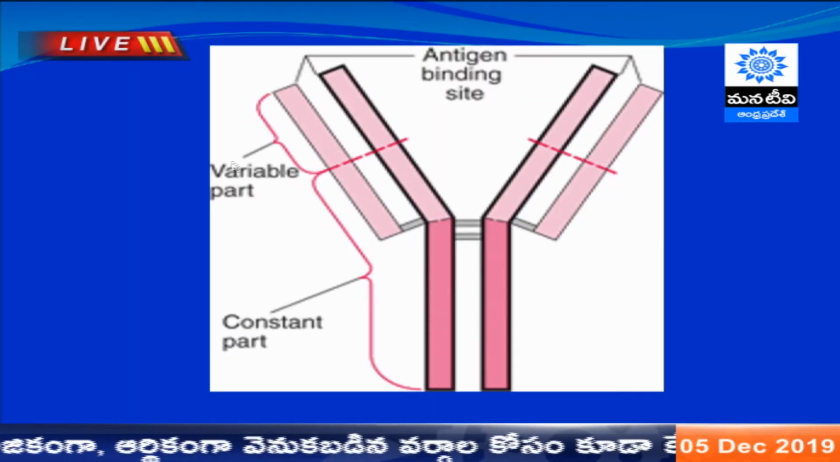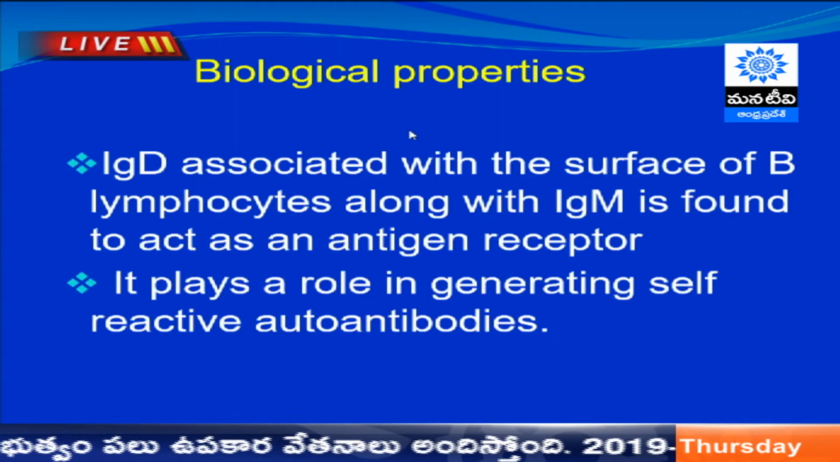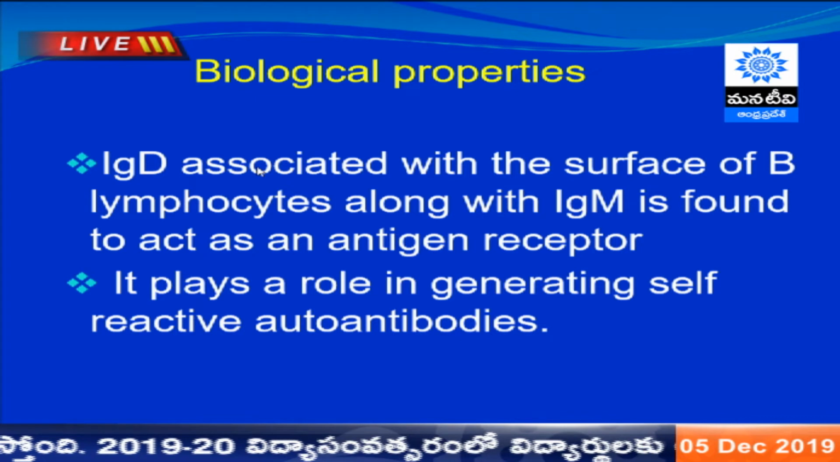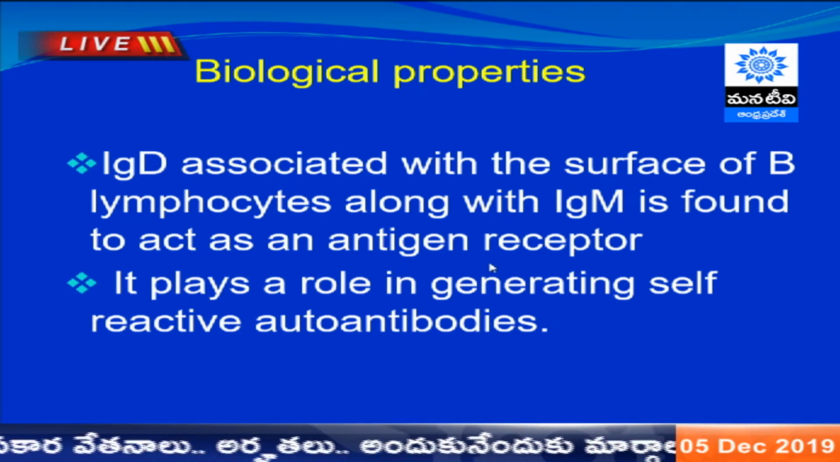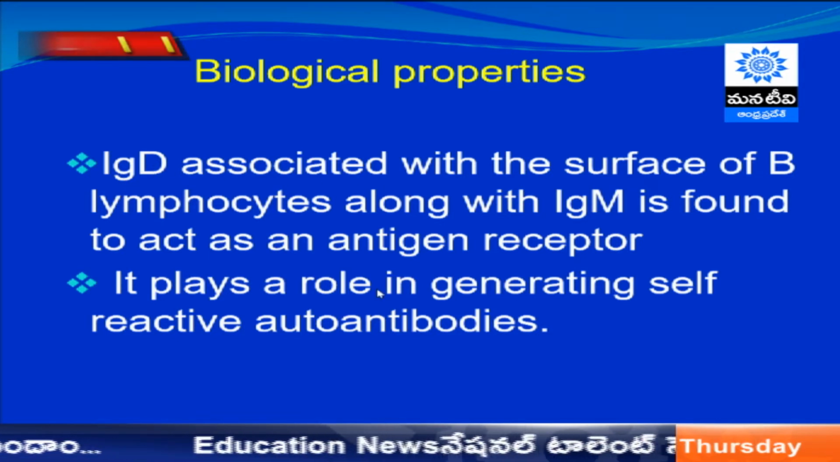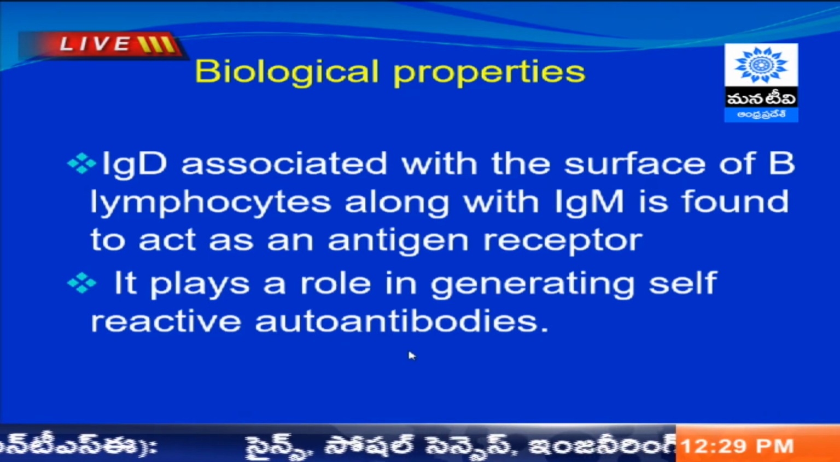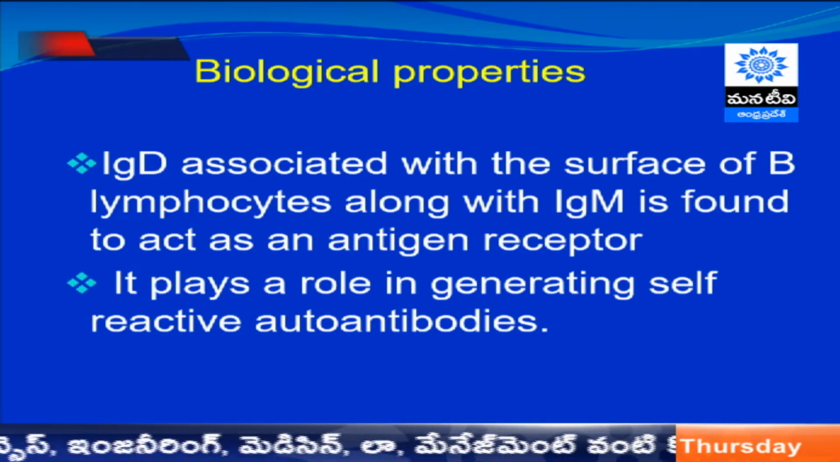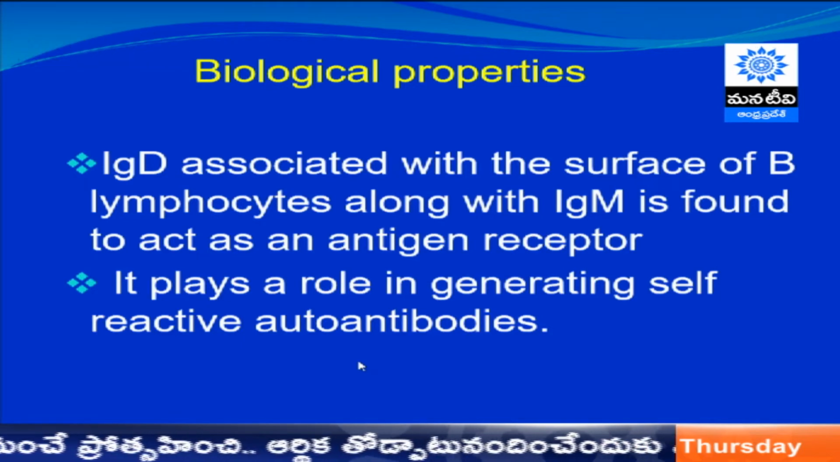Here you can see the structure of immunoglobulin D. Here is the antigen binding site, the variable part of the chain, and the constant part of the immunoglobulin. Biological properties: immunoglobulin D is associated with the surface of B lymphocytes and, along with IgM, acts as an antigen receptor. Alone it cannot bind, so in association with IgM it acts as an antigen receptor and binds to the antigens. It plays a major role in generating self-reactive autoantibodies. We have already seen in the first session the difference between autoantibodies and alloantibodies.